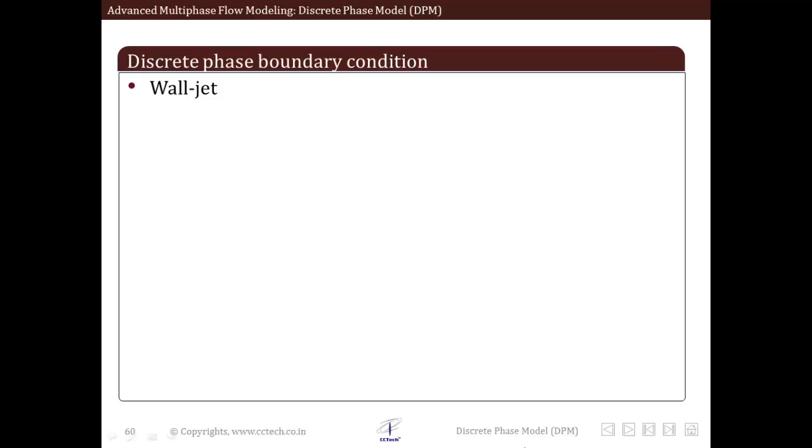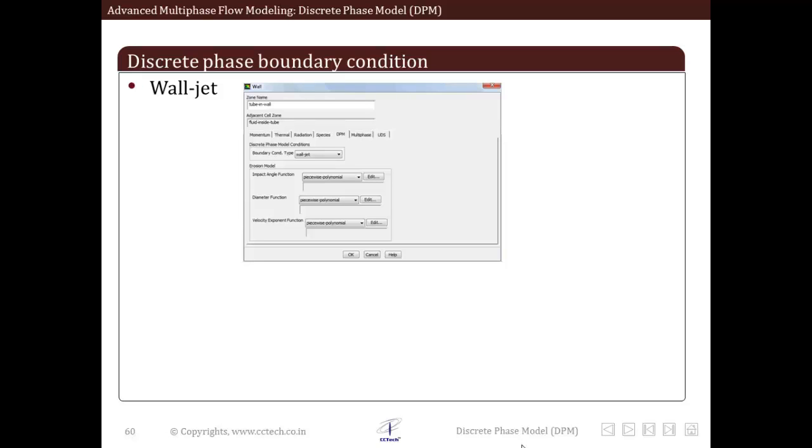First is wall jet. The wall jet type boundary condition is appropriate for high temperature walls where no significant liquid film is formed. The model is not appropriate for regimes where film is important, for example, cases like port fuel injection in SI engines, rainwater runoff, and many such similar cases.